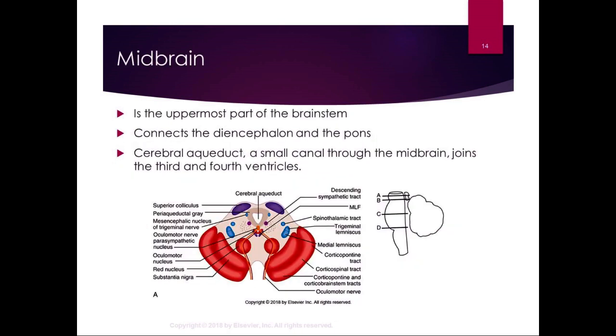The midbrain is the uppermost part of the brainstem, and it connects the diencephalon, which is right below the cerebrum, and the pons. The cerebral aqueduct is a small canal through the midbrain, and it joins the third and fourth ventricles where cerebrospinal fluid is held. And in chapter 24, we will talk about those fluid systems. So in the midbrain, you'll see different areas that are connected to the cerebrospinal fluid.